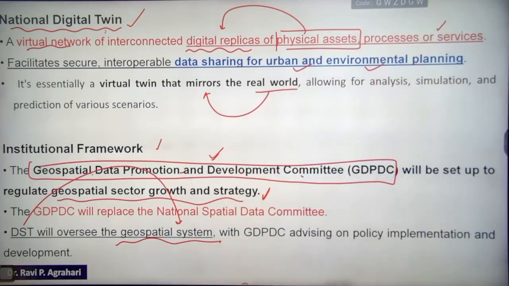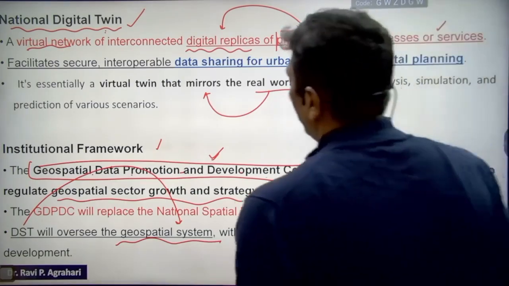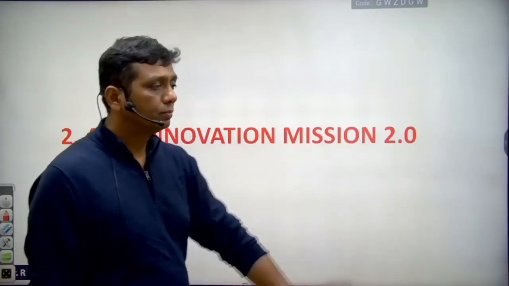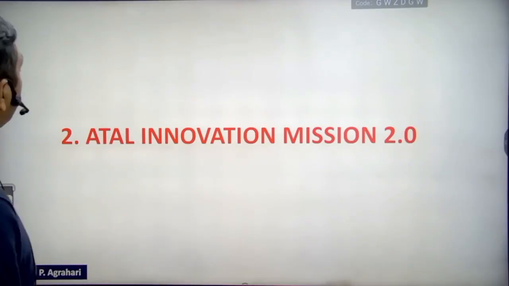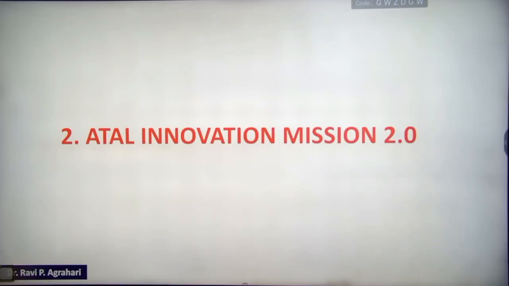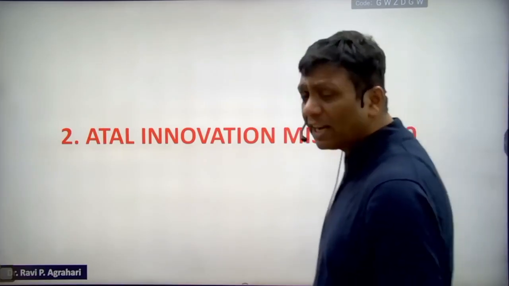Kindly remember it. That was overall about Operation Dronagiri. I don't think you people have a problem understanding Operation Dronagiri. Now come next, AIM 2.0. What is AIM 2.0? Atal Innovation Mission 2.0. Again I repeat, the Atal Innovation Mission article was published in PIB in November 2024. The same PIB reports I brought here as part of current updates.